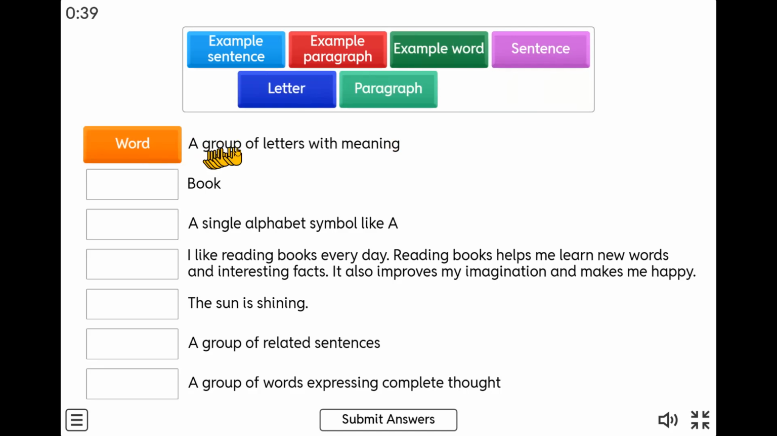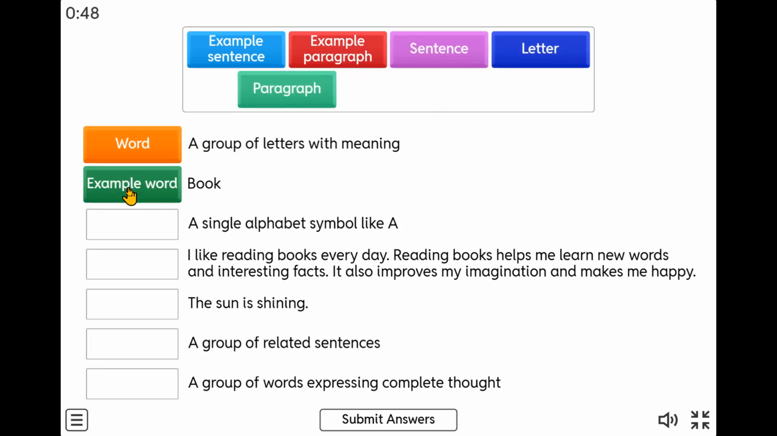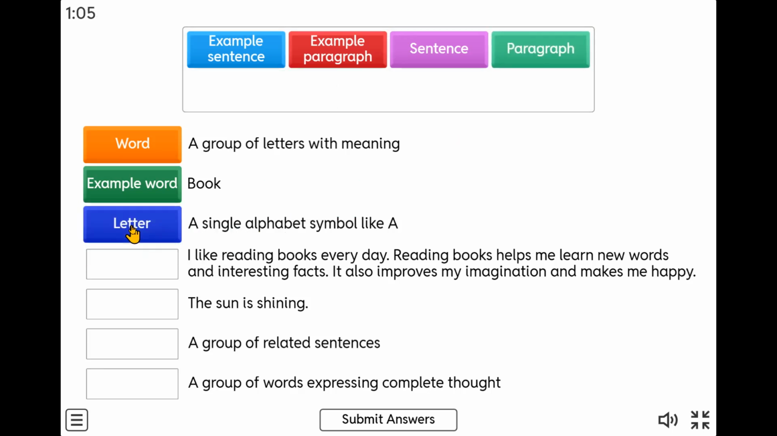Word is a group of letters with meaning. తర్వాత ఈ బుక్ అనేది ఏంటి? బుక్ అనేది ఒక ఎగ్జాంపుల్ వర్డ్, ఒక పదం. ఓకే? Then you have a single alphabet symbol like A. ఒక A మాత్రమే ఉందనుకోండి, single alphabet. Then what is it? What do you call? You call it a letter. Next ది మీరు ఆన్సర్ చేయడానికి ట్రై చేయాలి గ్రూప్ చాట్ లో.